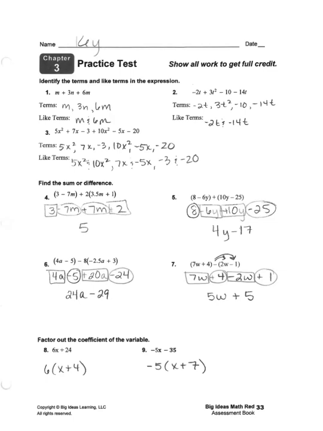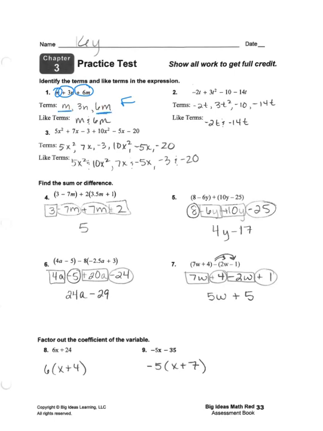The Chapter 3 practice test, the first part is just identifying your terms and your like terms. So in number 1, all we do is we take apart each piece here and we say, okay, these are the different terms. So you have m, positive 3n, positive 6m, and we write them. Then we look at our terms and we say, okay, the only ones that are like terms are the m and the 6m. So we're going to write those.